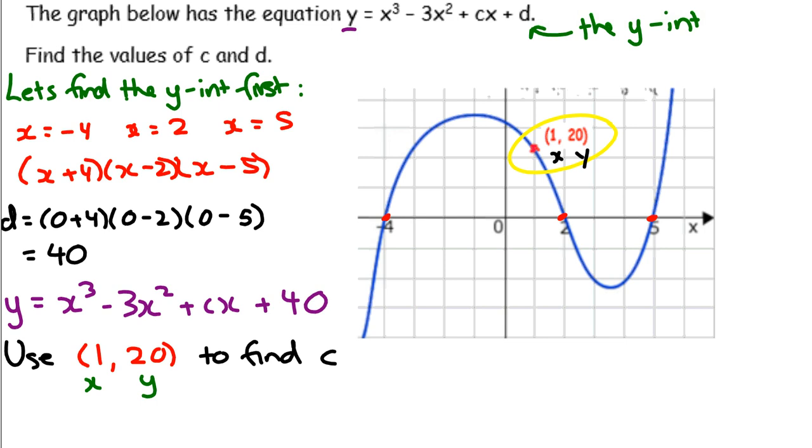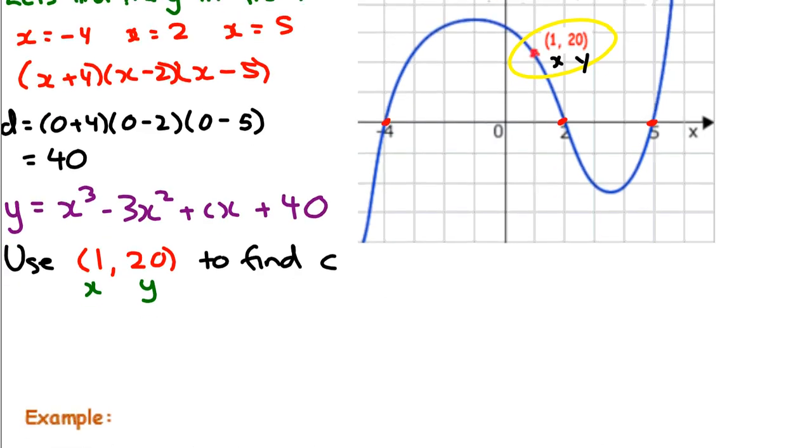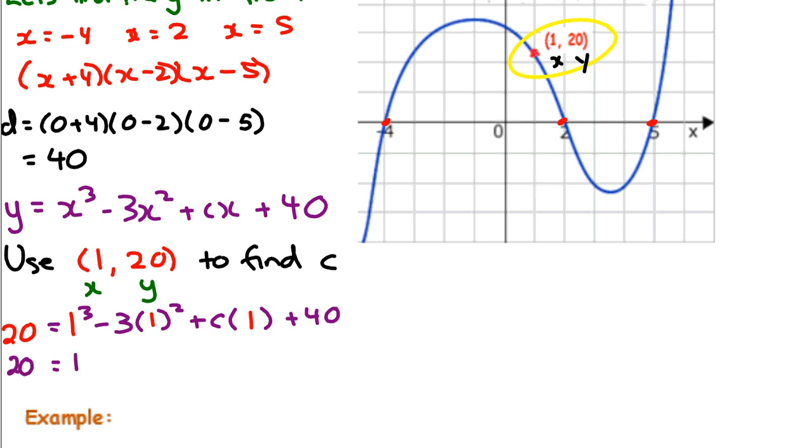Let's sub that in. So y is 20. So 20 equals x cubed, it's like 1 cubed, minus 3. X is 1 squared, plus c times 1. That's the x. And we know it's plus 40 at the end. So 20 equals 1 cubed, which is 1, minus 3 times 1 squared. 1 squared is 1. That's 3. So minus 3 plus c plus 40.